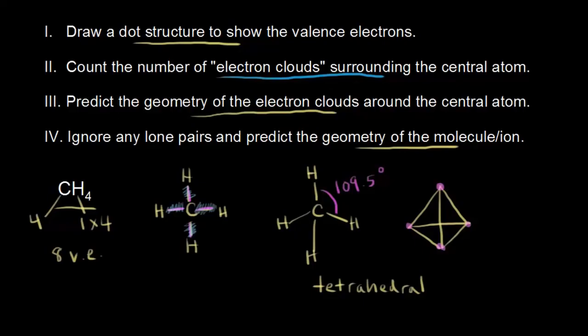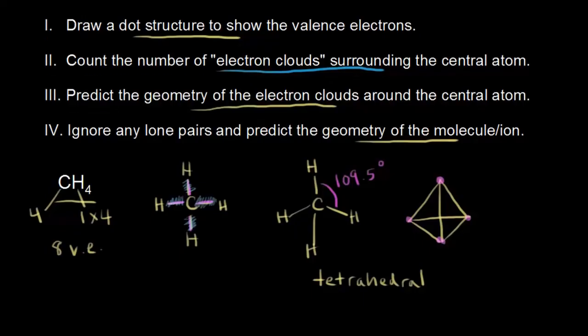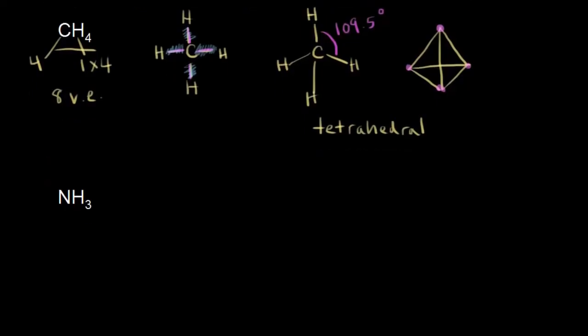Let's go ahead and do another one. Let's look at ammonia. So we have NH3. First thing we need to do is draw the dot structure. So we start by finding our valence electrons, nitrogen in group 5, so 5 valence electrons, hydrogen in group 1, and I have 3 of them. So 1 times 3 plus 5 is 8. So once again, we have 8 valence electrons to worry about.